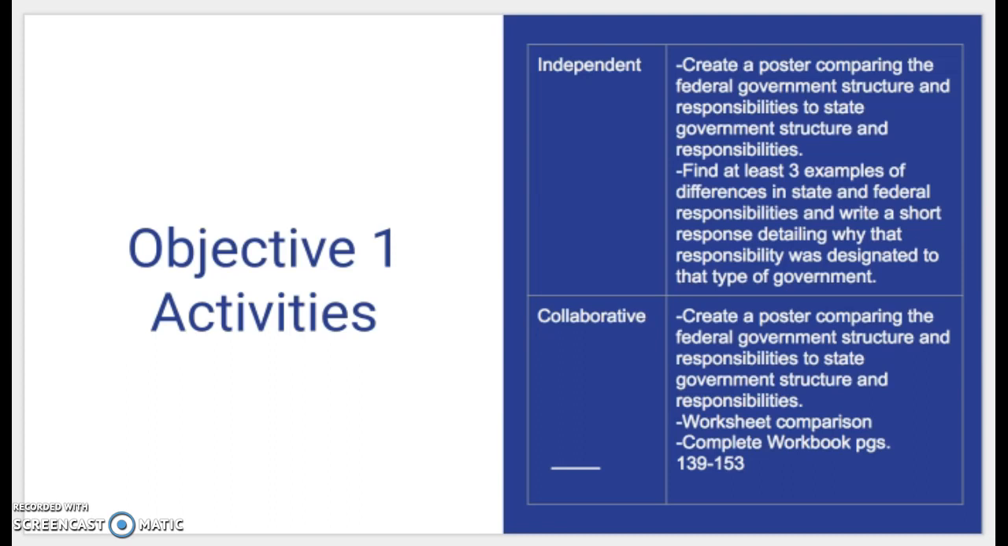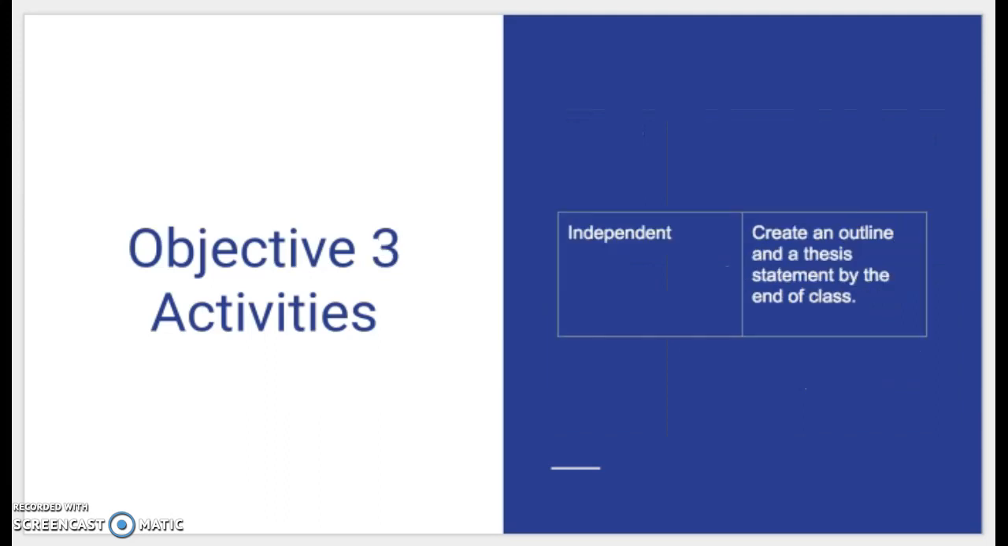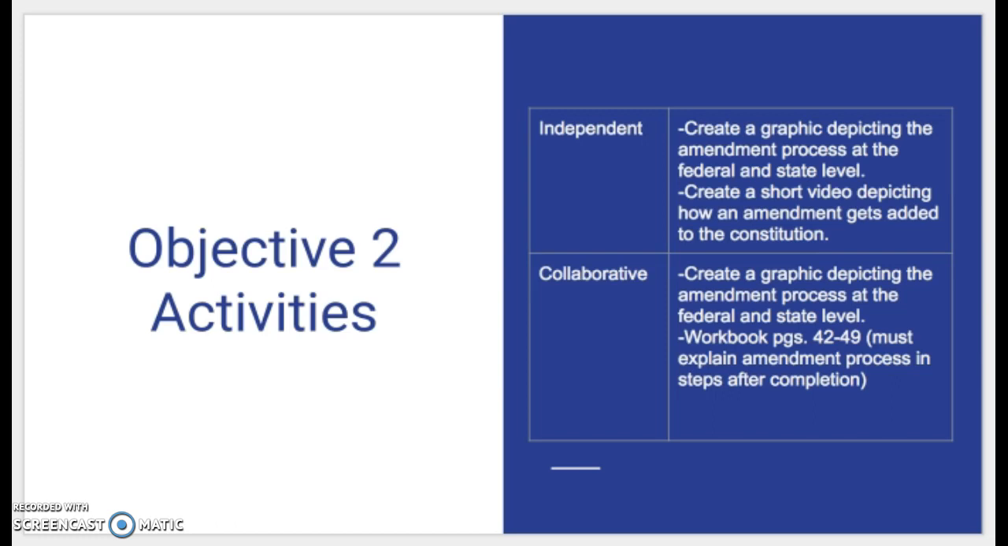So here's an overview of the activities. I'm not really going to go through them, but just like the last couple of weeks, for every objective, there's at least 2 or 3 options for independent, creative, and collaborative work. I'll post these on ChalkUp. This week for Objective 3, it's only independent because you need to be working on your outline and thesis. However, Objective 1 and 2 have at least a couple of options for you to do, whether you choose to do them independently or collaboratively.